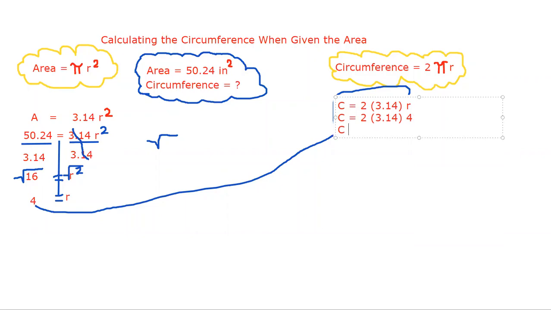My circumference is equal to 25 and 12/100. Now what do I label it? We're working with inches. Inches. Remember, this is circumference, so it's left alone with just inches.